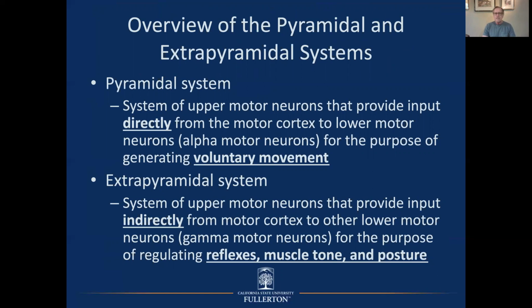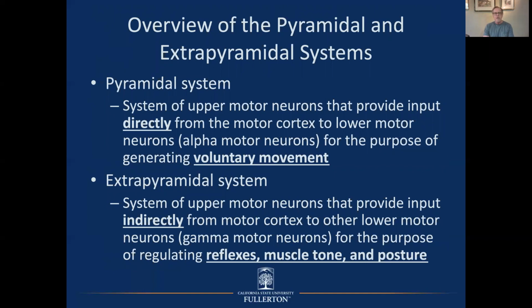The pyramidal system is a system of upper motor neurons that provide input directly from the motor cortex to the lower motor neurons. Now, the idea is direct. There's nothing in between. It doesn't synapse on anything. It doesn't process any more information in some nucleus or something. It just goes right from the motor cortex down to an alpha motor neuron and out to a muscle. It's a 2-neuron chain. Doesn't matter if you're talking about a cortical spinal neuron that goes all the way from the cortex down to L5 or S5, way down at the bottom, or whether it comes up to a cranial nerve. It's going to be the same.